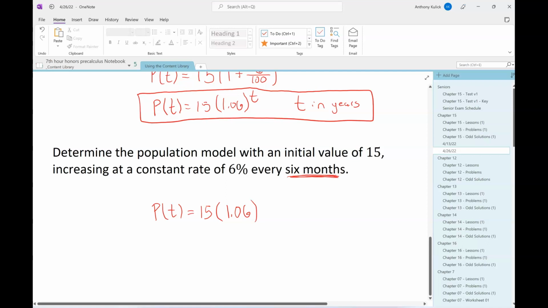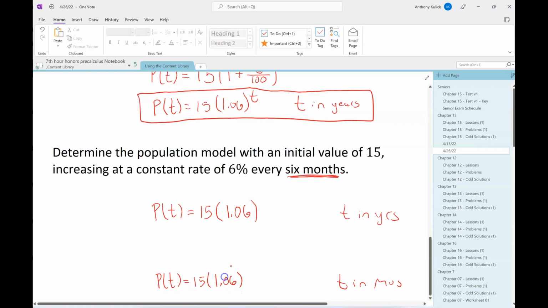What 2 units for t would be plausible here? Or reasonable to use? Years and months, right? Happening every 6 months, maybe we want to write t in years or t in months. So let's do it once with years, and then we'll do it again in months.